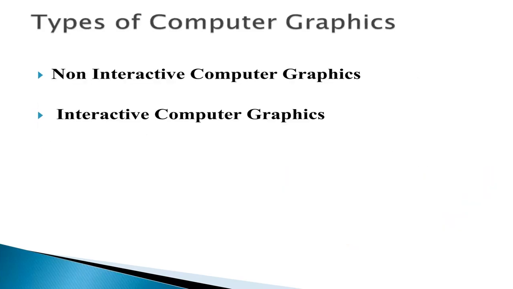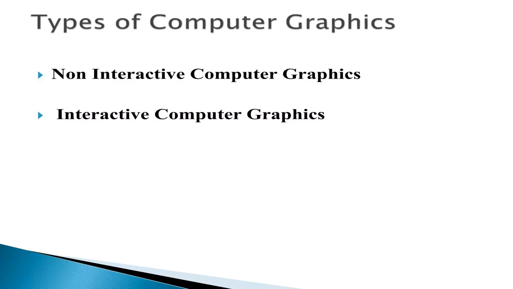Types of computer graphics: we have non-interactive computer graphics and interactive computer graphics. Regarding the first one, non-interactive computer graphics, it is passive. Passive means the user does not have any control over the image. Let me give an example with a screensaver on a cell phone. Once you set a screensaver on a phone, you won't be able to manipulate that screensaver. It will just be there, stagnant.